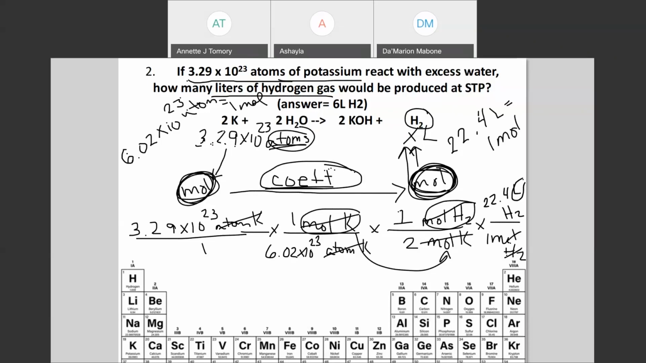3.29 EE23 divided by 6.02 EE23. Then divide by 2 again. And then times 22.4. Can you repeat that again? 3.29 EE23 divided by 6.02 EE23, divided by 2, times 22.4.